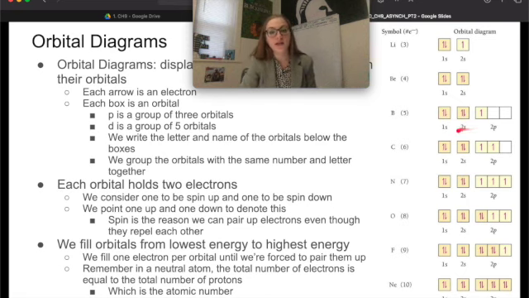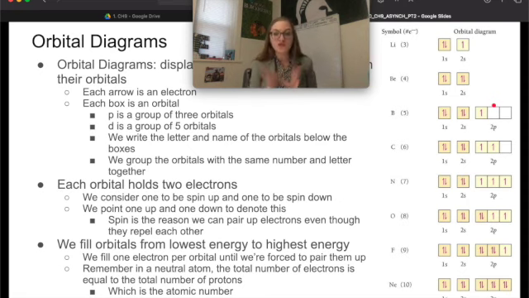So the number and the letter, so this would be the name of the orbital. I said write letter and name, but letter and number, that is the name of the orbital. So 1s, 2s, 2p. And we group the orbitals together with the same number and same letter. So we're scooching all the p's together, the 2p group. We're scooching them together as a group is what I'm saying. We're not going to space out all of the 2p orbitals from each other.